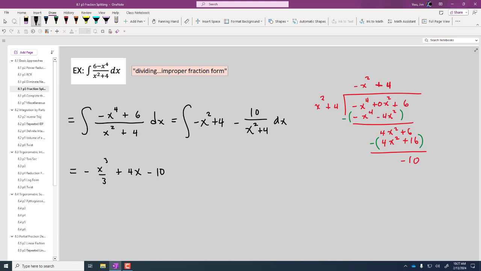Does anyone recognize that one? Inverse tangent. And what is the a value for this inverse tangent one? 2. For inverse tangent, there's going to be a 1 over a out in front, so 1 over 2, and then it's inverse tangent of x plus c. The only thing we could do is simplify these coefficients to 5 right there.